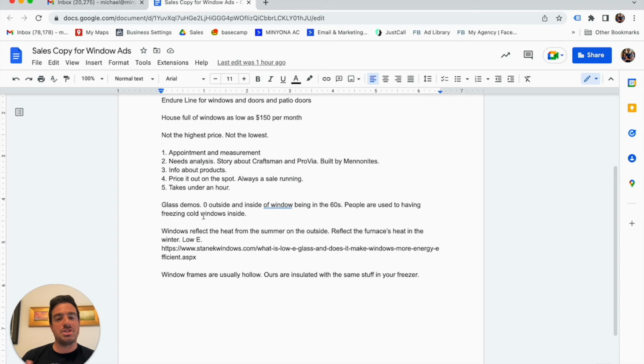So I also said to him, what are some of the things about these windows that people don't know much about? And this is a really cool thing to touch on as well. He said he does a glass demo. It can get really cold where my client is. And he said when it's 0 degrees outside, inside the window it feels like it's 60 degrees. People are used to having windows that feel really cold on the inside when the outside is really cold. But with these, you don't feel that. And that's an amazing thing to homeowners. They're just blown away by that.